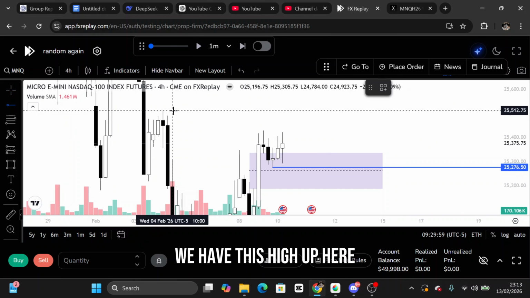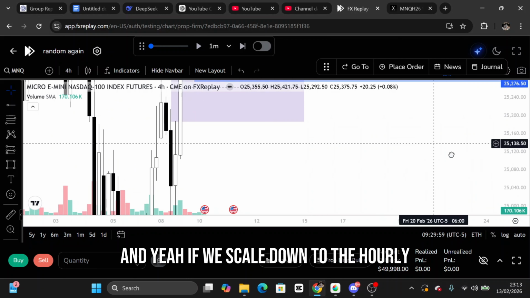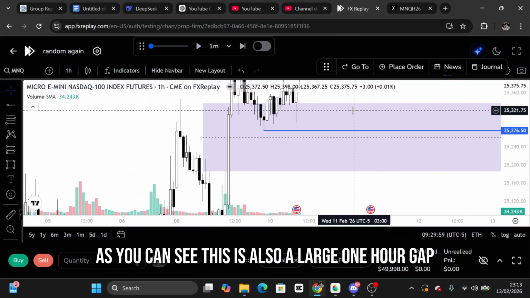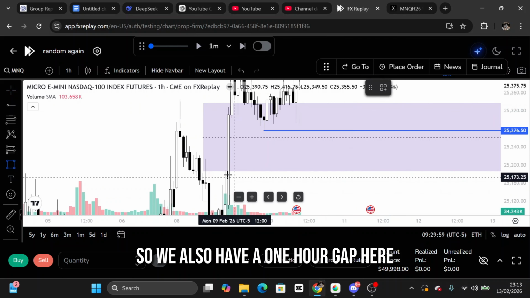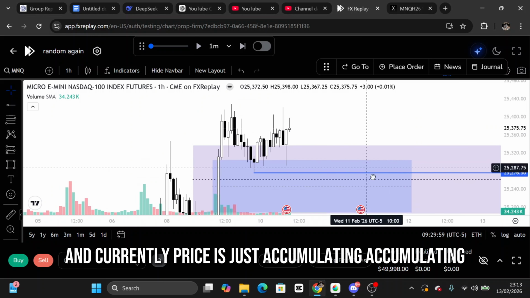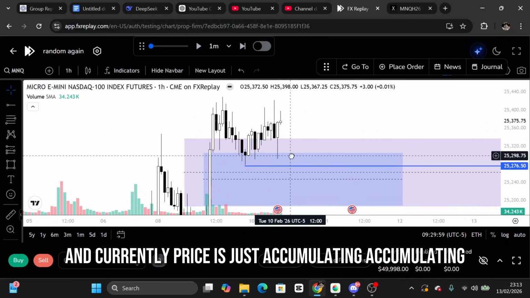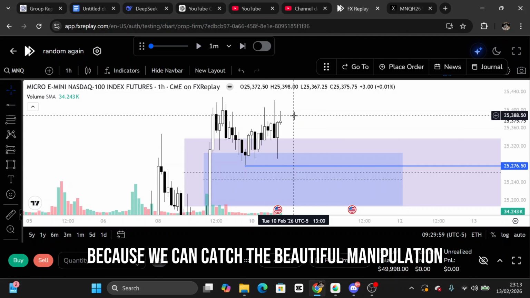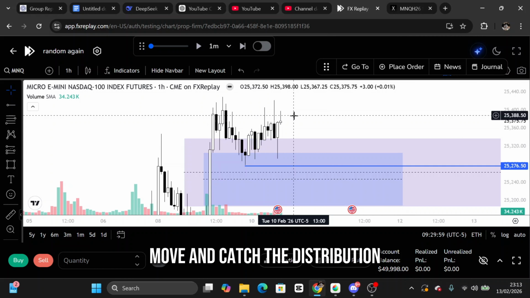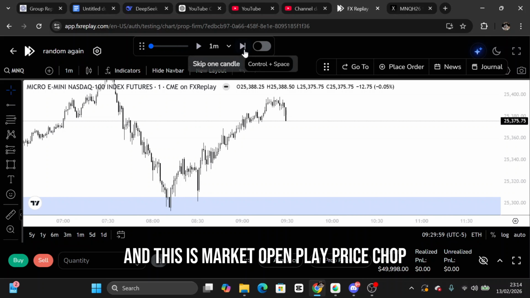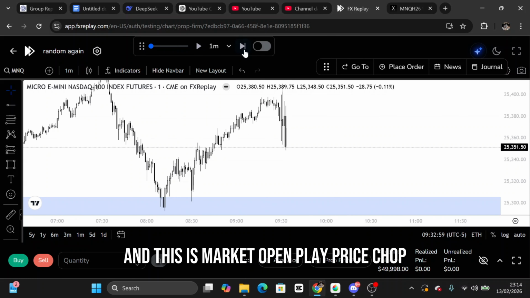We have this high up here, and if we scale down to the hourly, as you can see, this is also a large 1-hour gap. So we also have a 1-hour gap here. And currently, price is just accumulating. We love price accumulating before New York Open because we can catch the beautiful manipulation move and catch the distribution in the end. We're down on the 1 minute, and this is marked open, play price, chop.